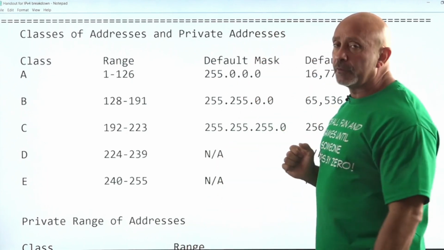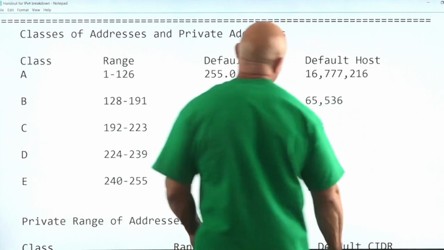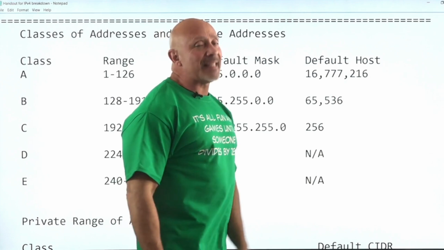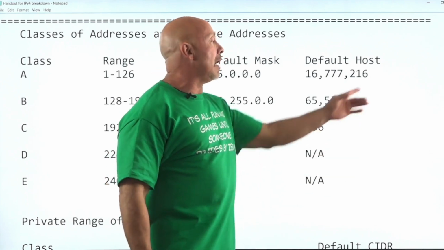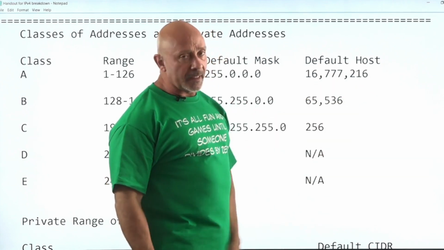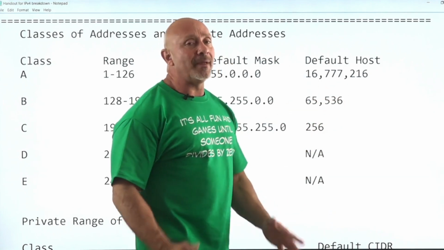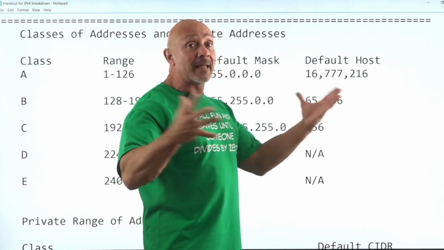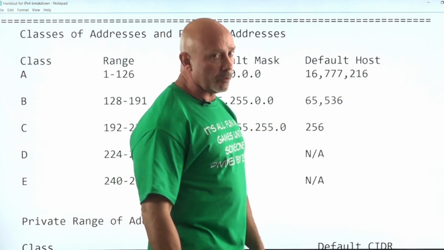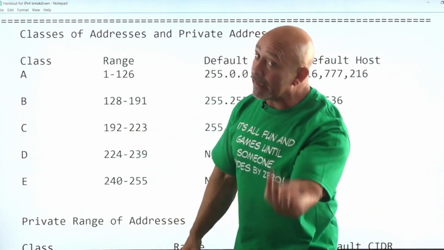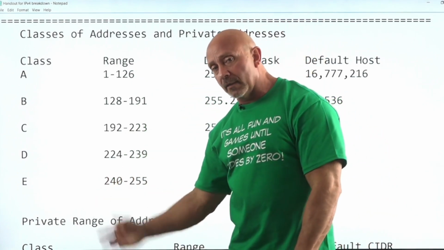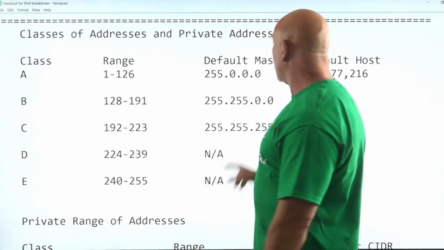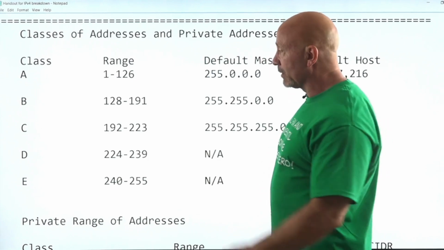This would be the default mask of 255.0.0.0, and it can hold 16,777,216. This is before we minus 2. It would actually hold 16,777,214. So just take away 2 from each one of these, and that will be the exact number of IP addresses that it would hold. We subtract 2 for the network ID and the broadcast address on the host side. But that's the entire number of IP addresses that fall in there.